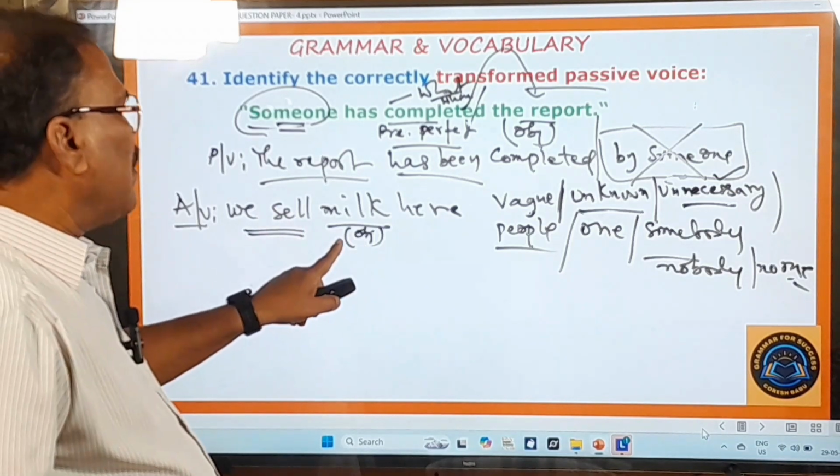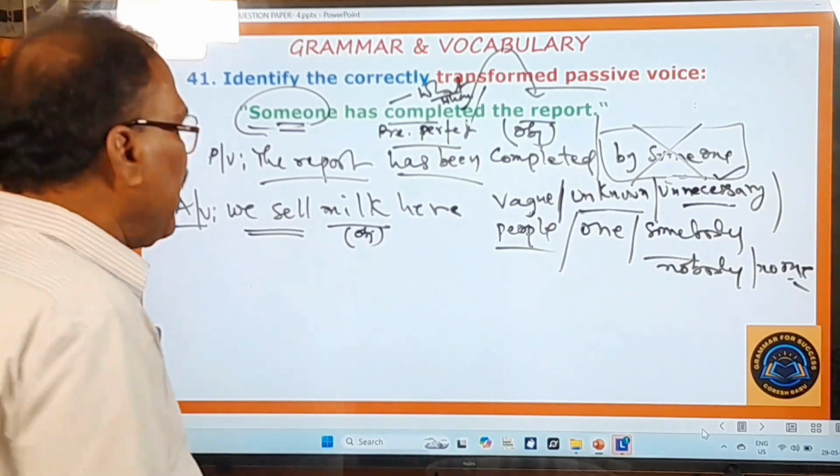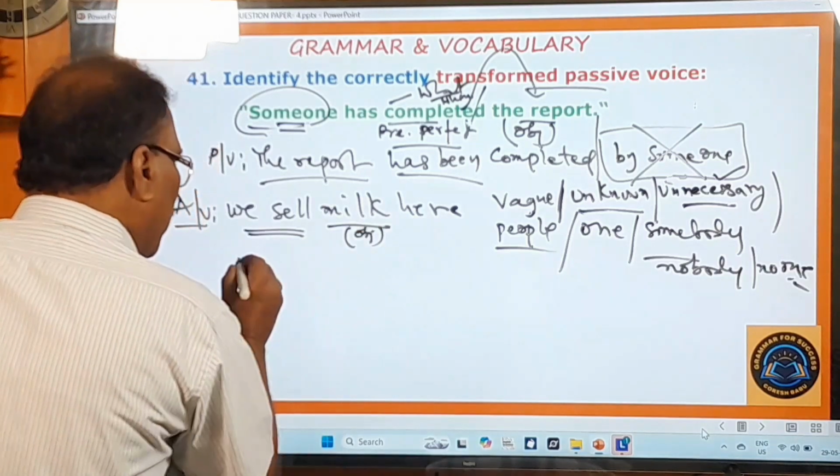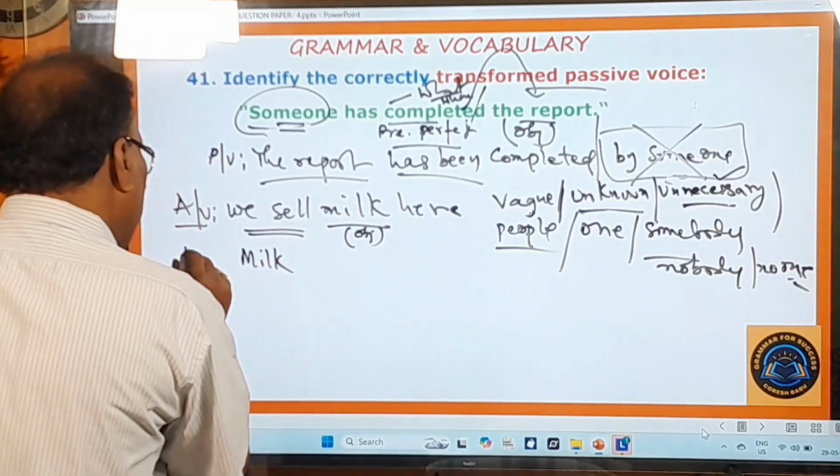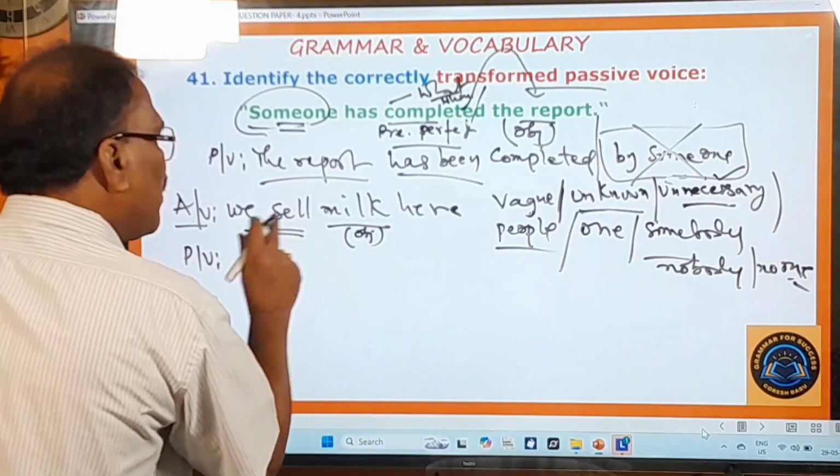చూడండి, we sell what? Milk. Here అని వచ్చింది ఆన్సర్? నో. కాబట్టి this is not the object, this is the object. You bring it to the front position. Passive voice. Milk, simple present.